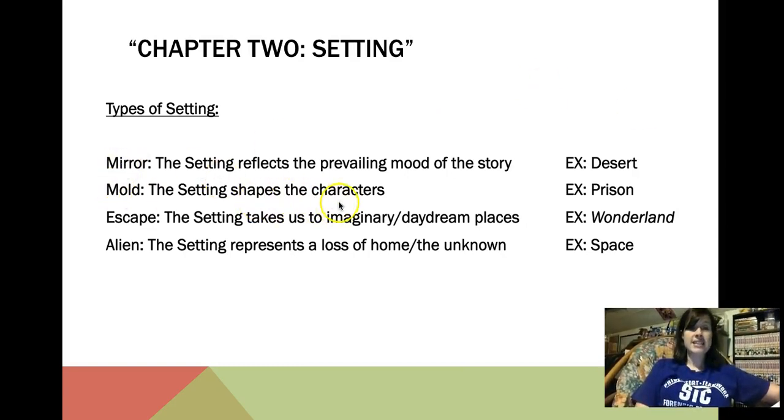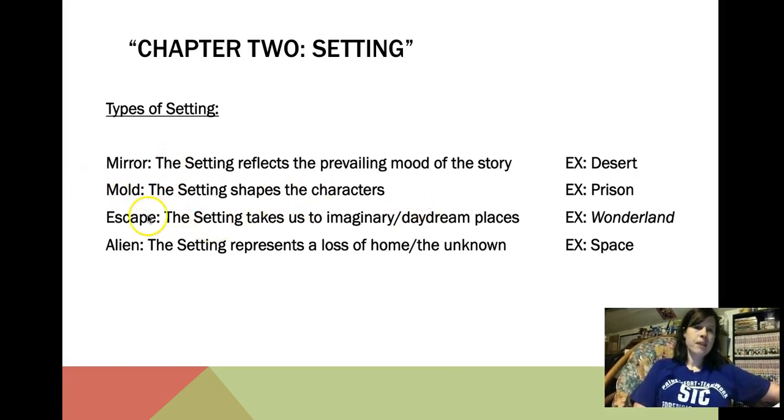A mold setting is setting that shapes the characters, and the prison is a perfect example of this. Shows like Orange Is the New Black, or movies like The Shawshank Redemption, or even, heck, The Grand Budapest Hotel, where the character is in prison for part of the film. Those are all mold settings. They help to shape the characters and how they think and act and react. And usually if a story is set in a prison, or any setting that is like an imprisonment environment, that is a mold.